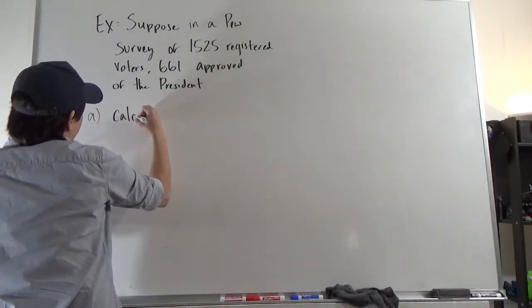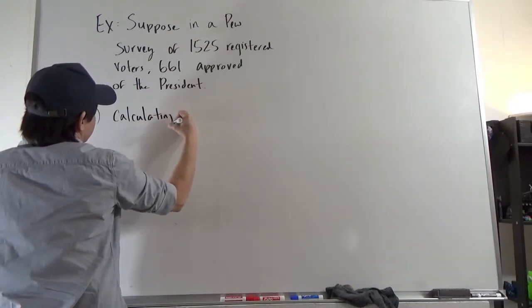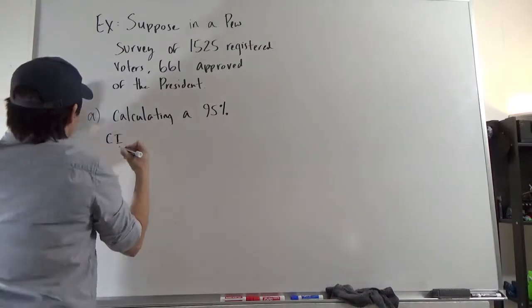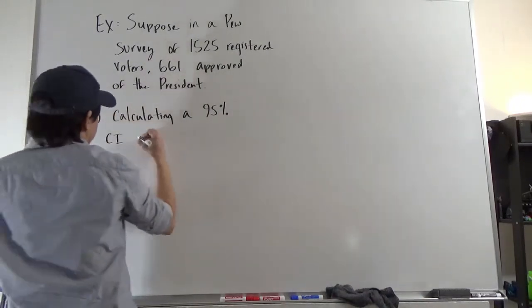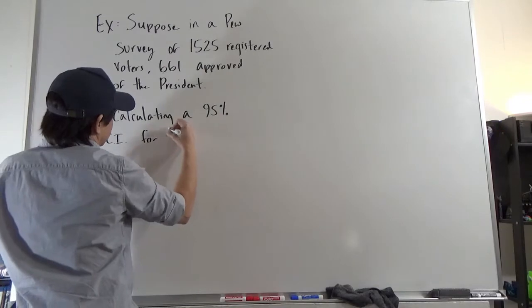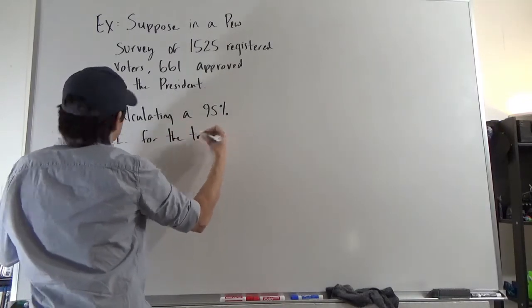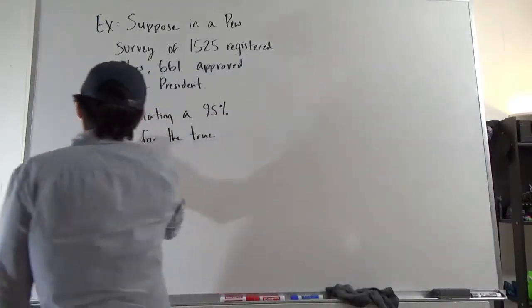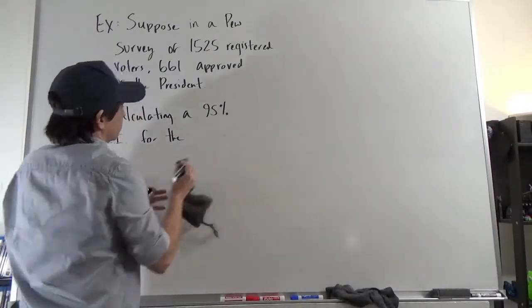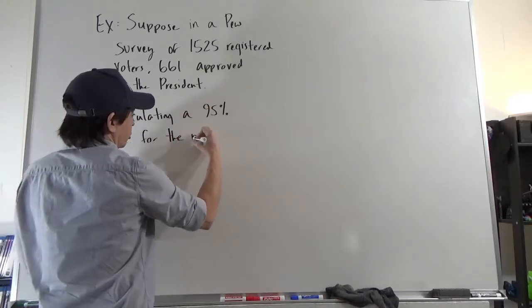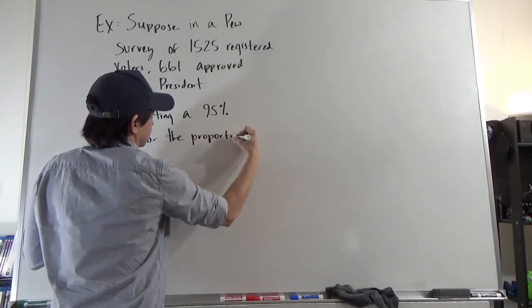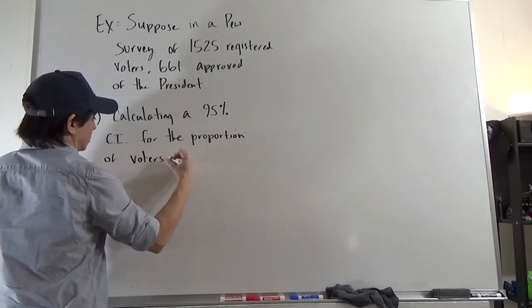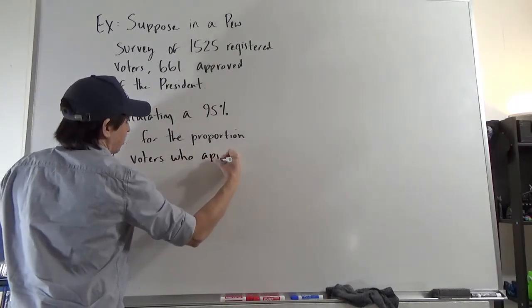We're just going to go straight to calculating a 95% confidence interval for the true but unknown proportion of voters who approve of the president.